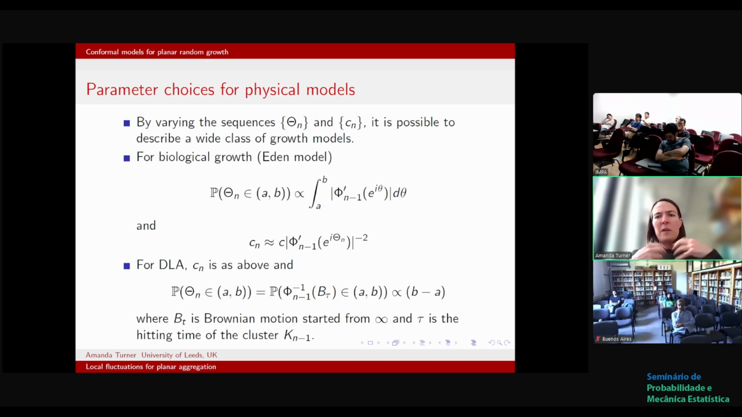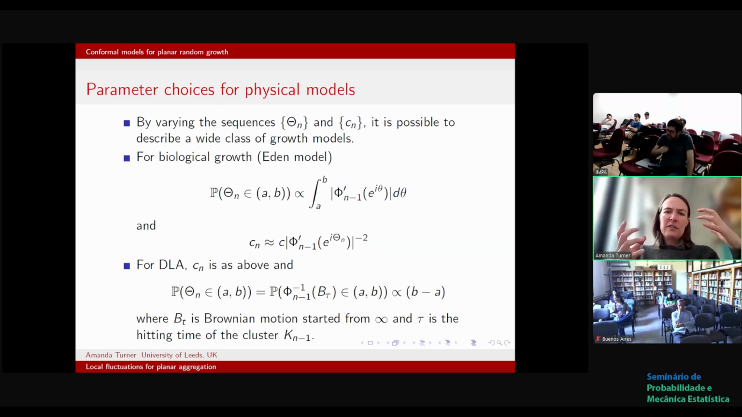So the question we might want to ask ourselves is, can we choose ways of selecting the theta n and cn that correspond to the physical models that we want to look at? First of all, let's think about the biological growth that started with the picture I first showed you. What happens in that case? Supposing we have a cluster with n particles, in order to grow the next one, we need to decide where the next particle is going to attach, and how big we need to choose our capacity parameter.